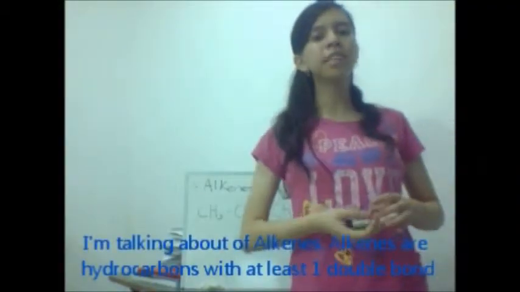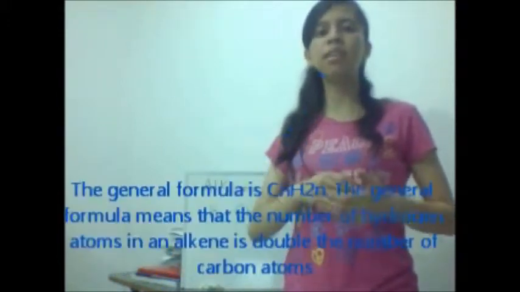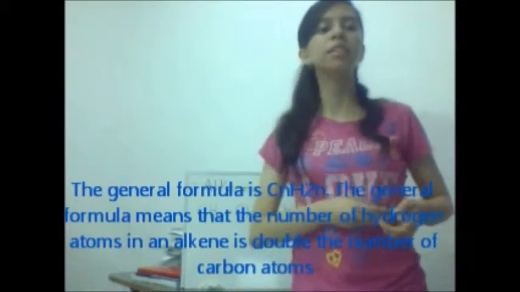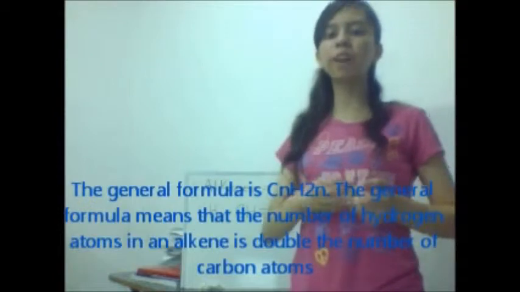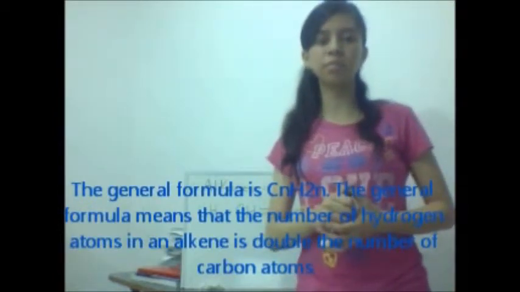I'm talking about alkenes. Alkenes are hydrocarbons with at least one double bond. The general formula is CnH2n. The general formula means that the number of hydrogen atoms in an alkene is double the number of carbon atoms.